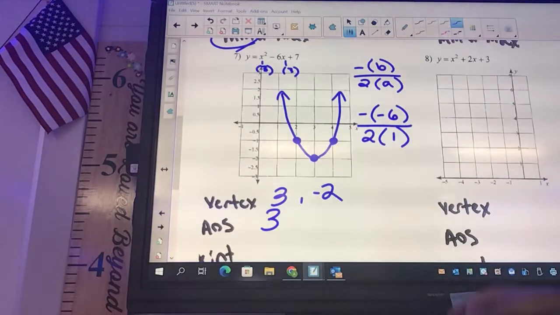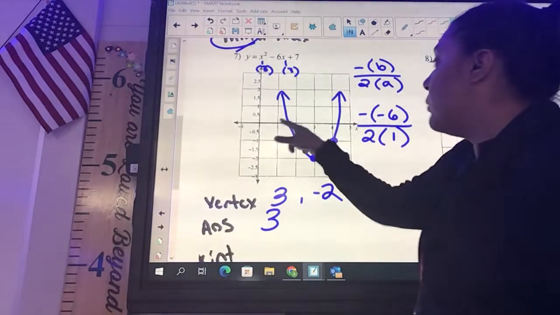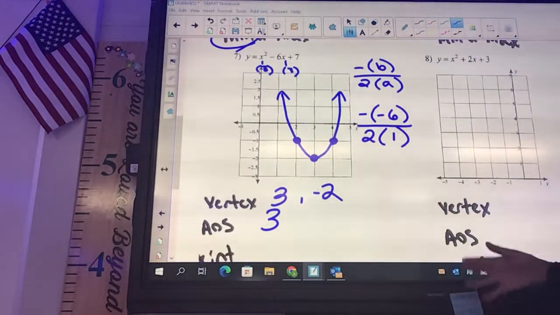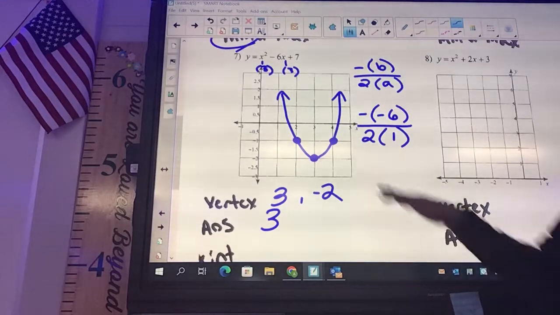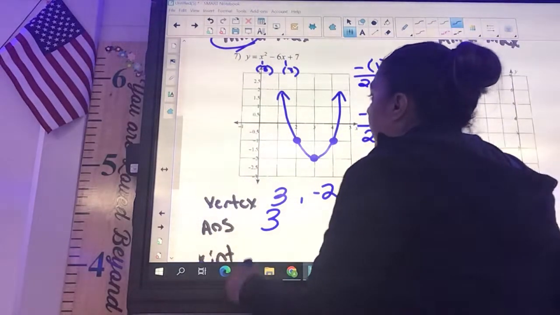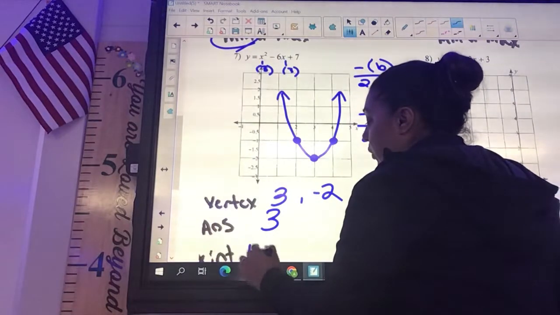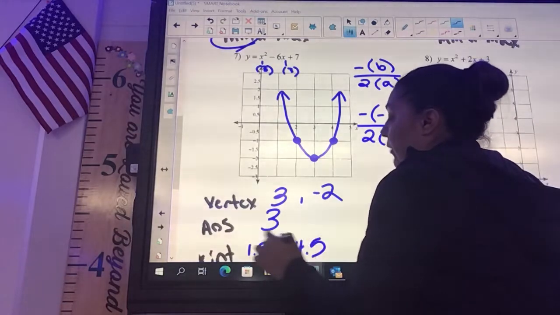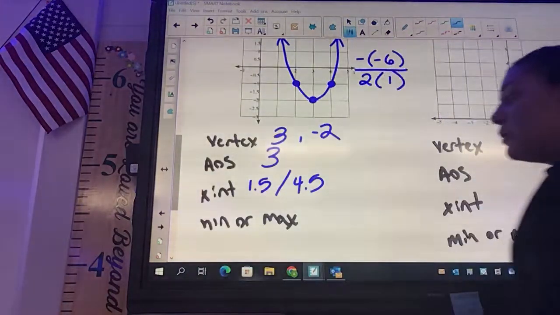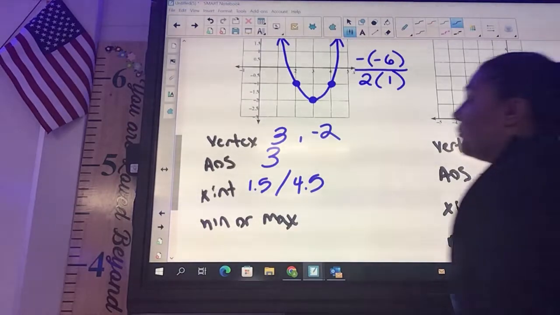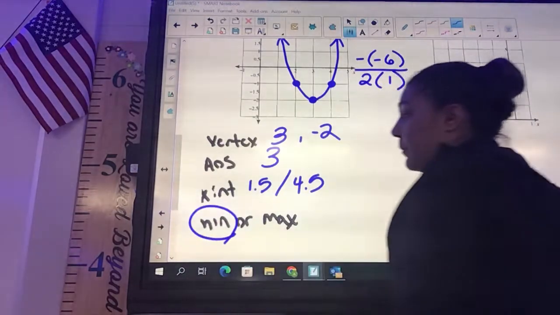X-intercepts, as long as you pick something that's between 1 and 2 or 4 and 5, I'm okay with. Okay, if you're picking something other than that, if you're picking a 3 or something, it's not right. Okay, so I'm going to say 1.5 slash, not comma, and we can say 4.5. Okay, if you pick something different, that's totally okay. And then does this have a min or a max? It's a minimum.